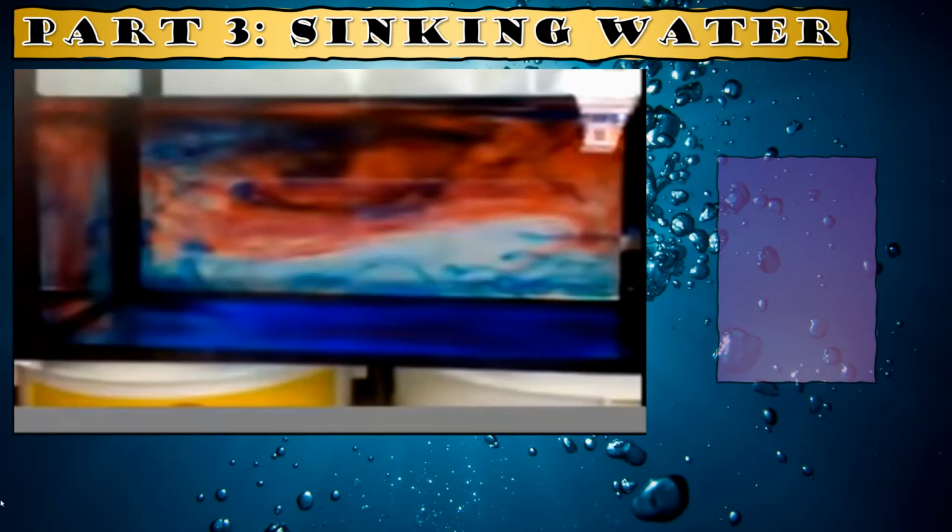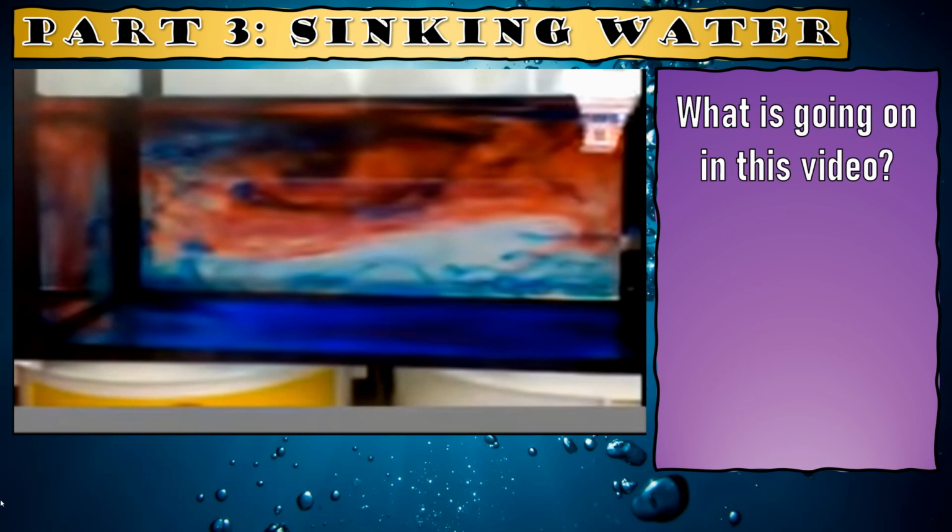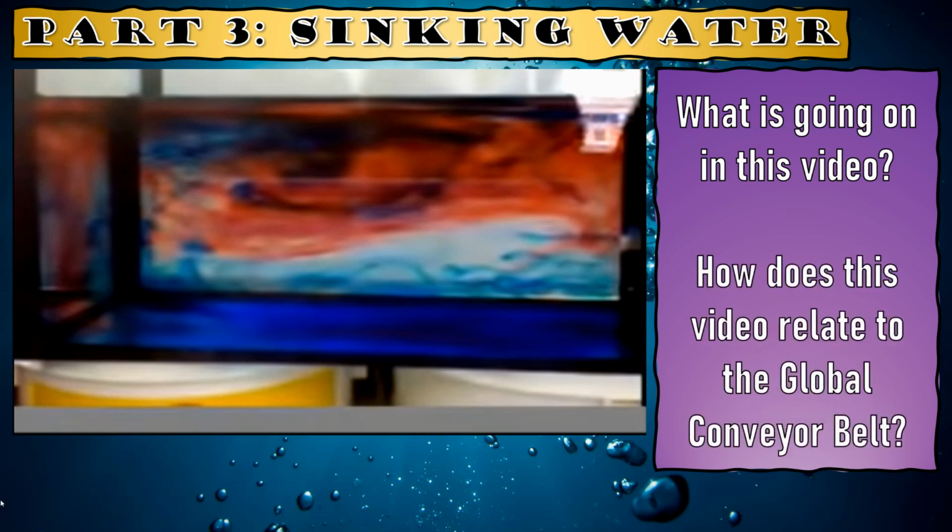Your job right now is to answer these two questions for part 3, sinking water. What is going on in this video? Remember that the red water is warmer and more buoyant. It wants to float. The blue water is colder and denser, so it wants to sink. But that's not necessarily what's happening here. And finally, how does this video, this little demonstration here, relate to the global conveyor belt that you learned about in part 2 of the video?